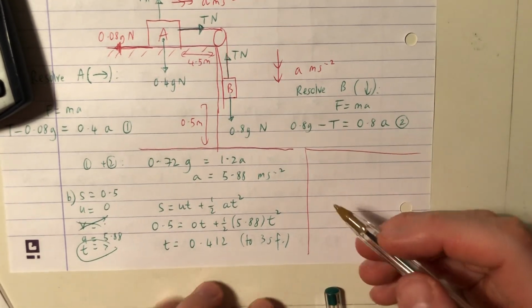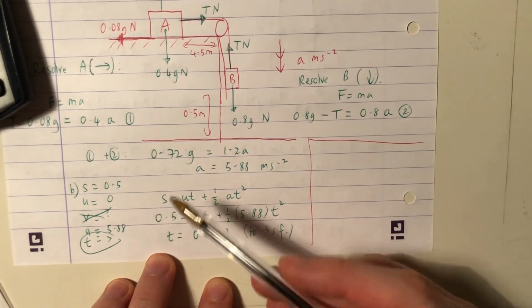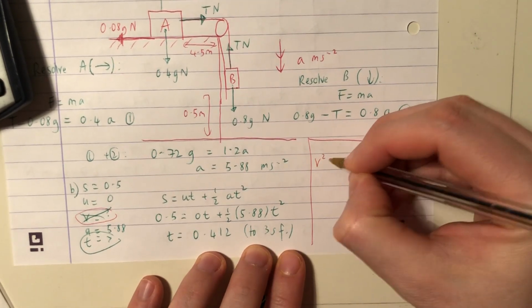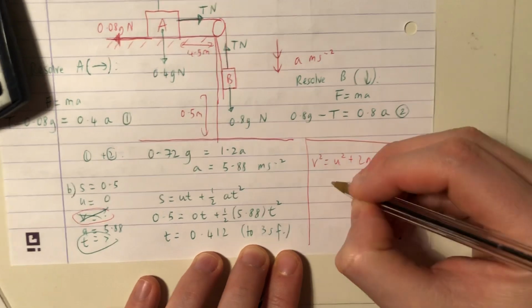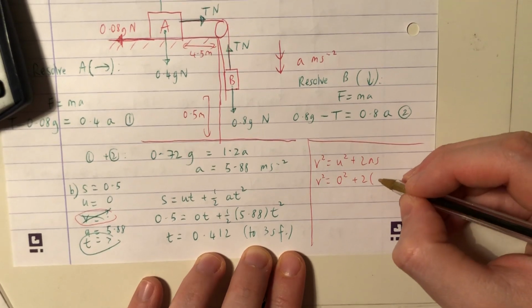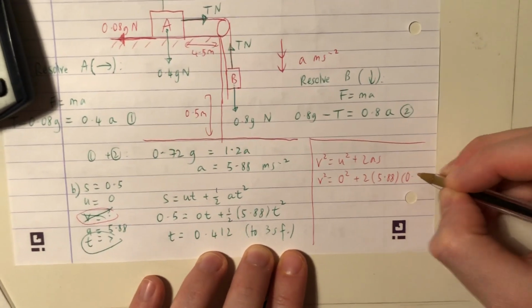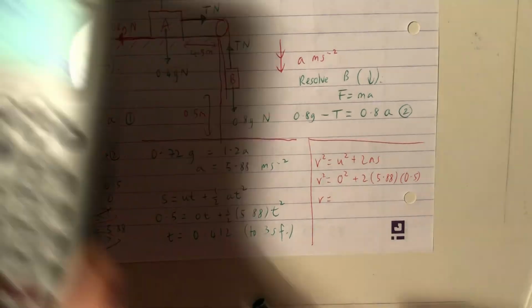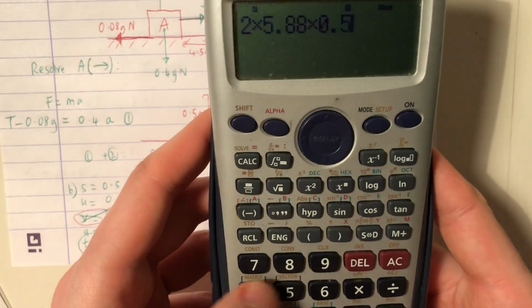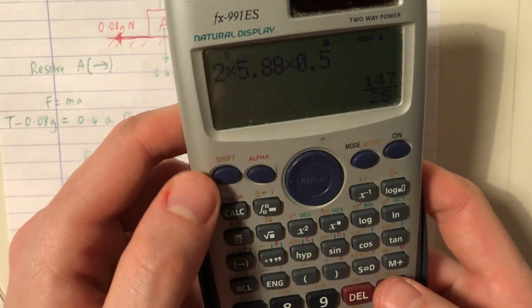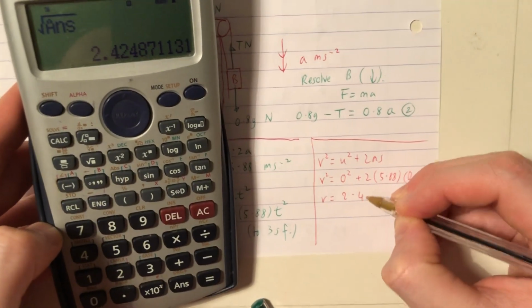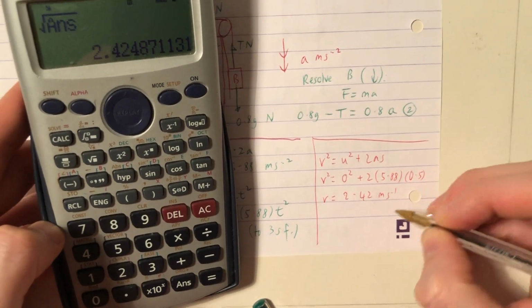So, some workings. I want this equation there, but I want to work out V instead. So that would be V squared equals U squared plus 2AS. 0 squared plus 2 times 5.88 times 0.5. And if you make V the subject, 2 times 5.88 times 0.5, all square rooted, gives you 2.42 meters per second to 3SF.